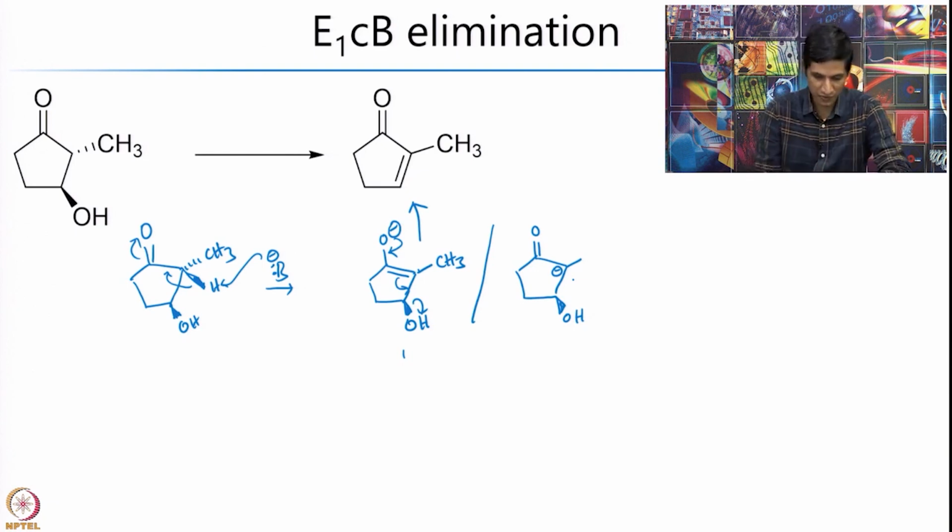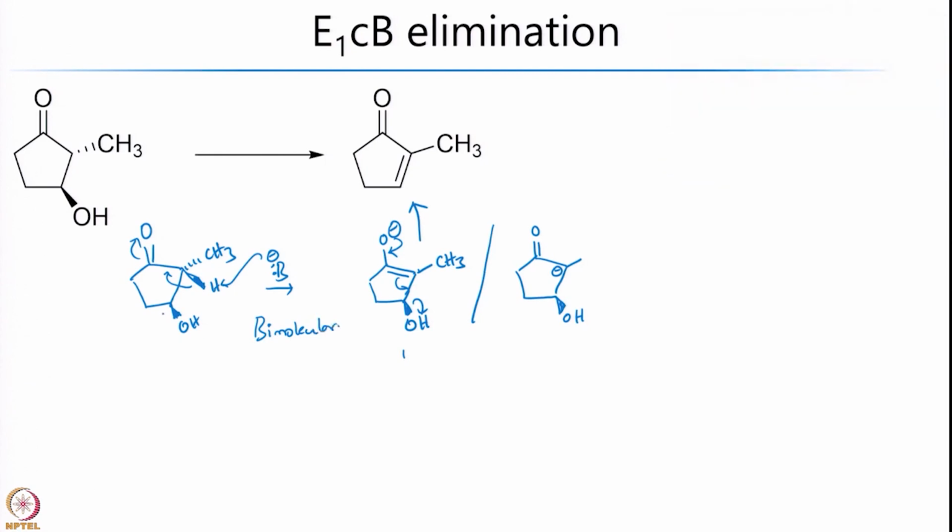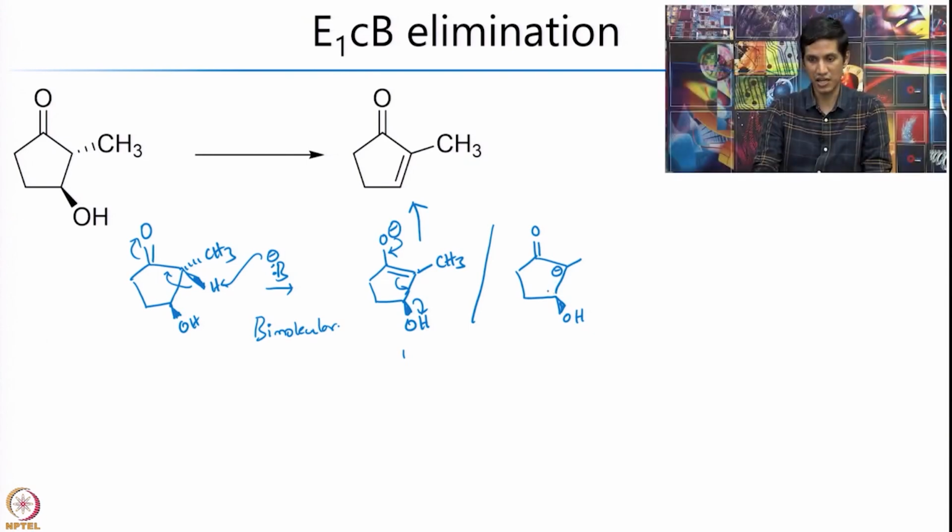Although the first reaction is a bimolecular reaction, one can think of this as a bimolecular reaction, but this is typically fast. Once this happens, you generate the carbanion, and this carbanion is the one which undergoes the elimination reaction, that is, the negative charge comes down and the leaving group, in this case the OH, goes away to give rise to the product.